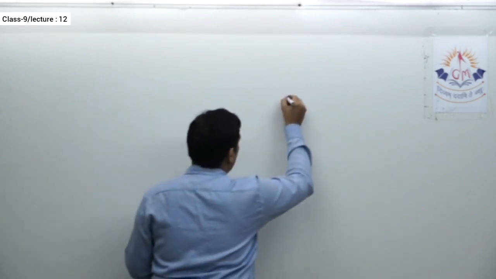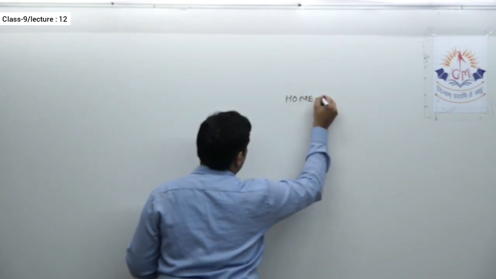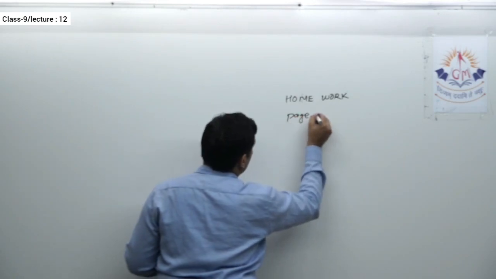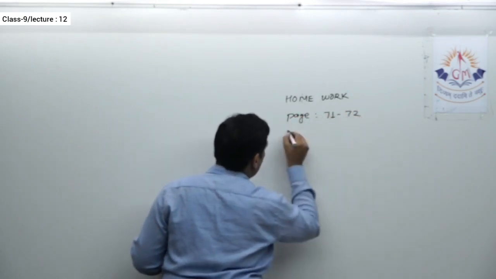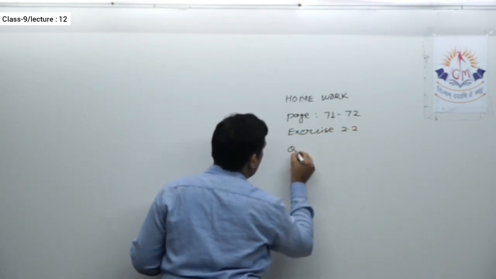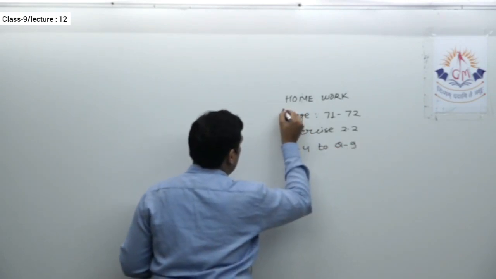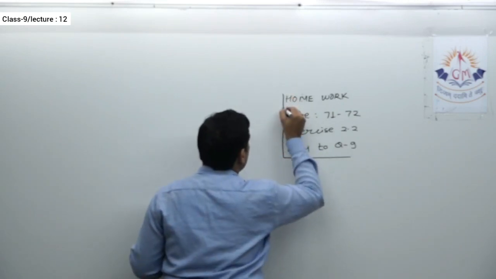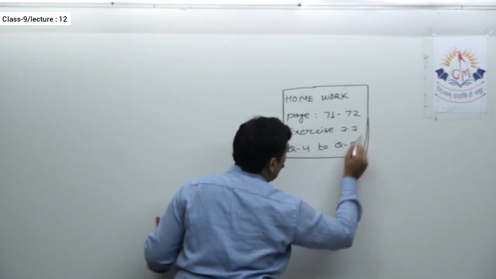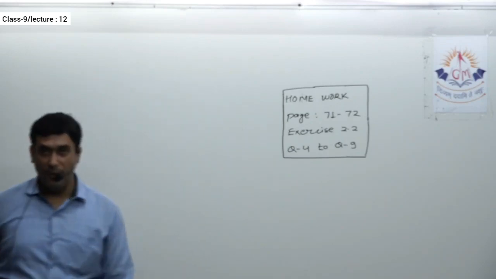Okay, now note down your homework. Page number 71, 72, exercise 2.2, question number 4 to question number 9. That is your homework for this lecture. However, some of these questions we already discussed, but still you have to do all the sums for your homework. Please note it down.